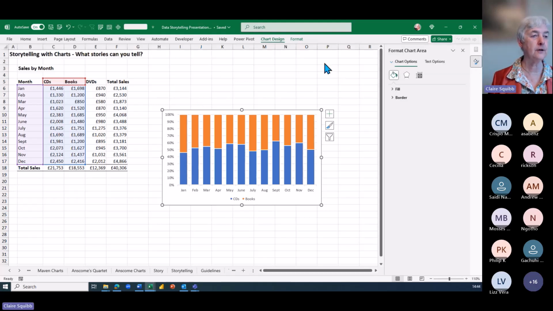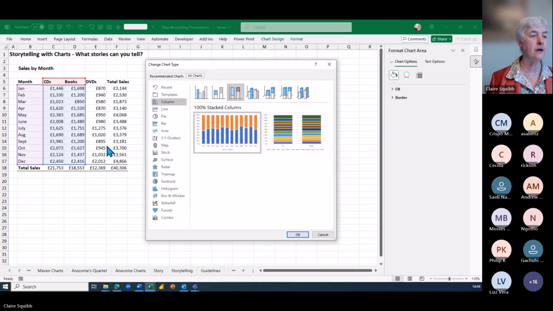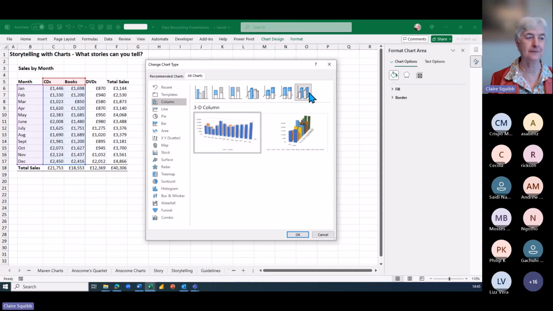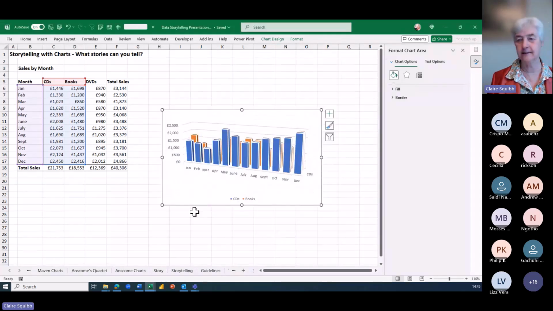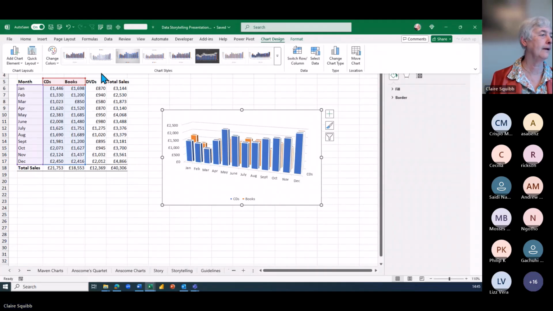I would advise you when you're working to avoid 3D charts. They can be very, very silly. One way or another, they can be pretty useless. Let's go for that.